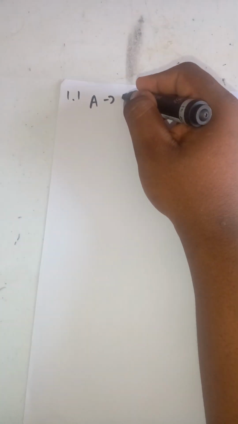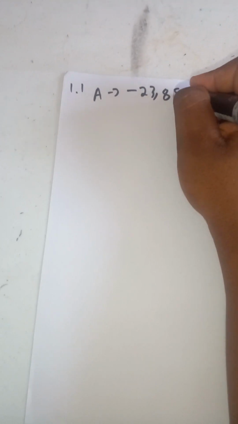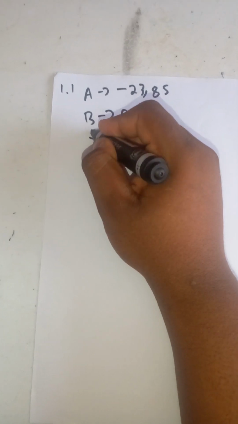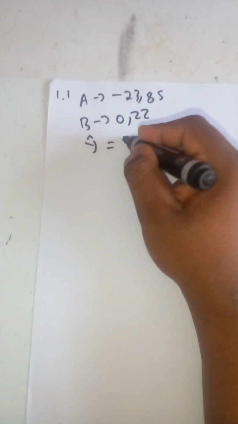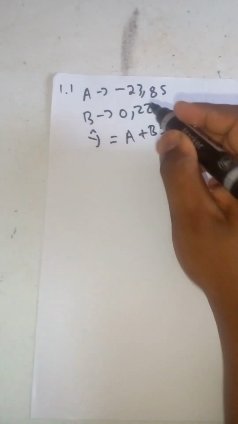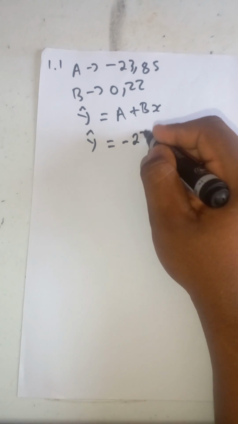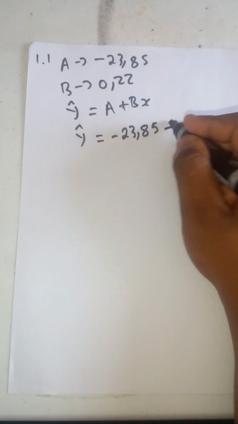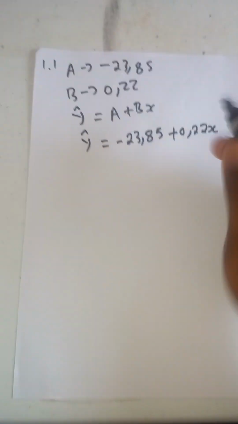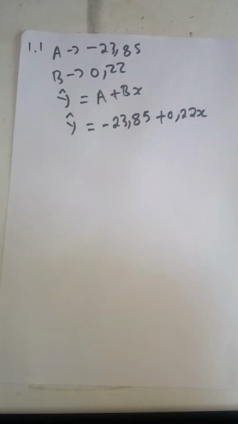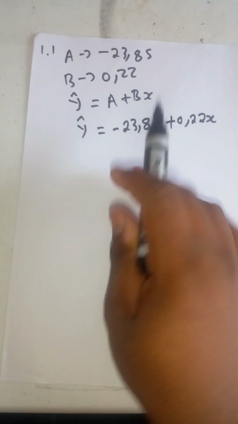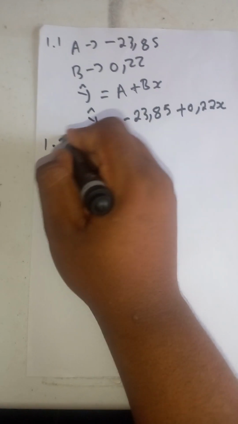This is 1.1. So I have my A as negative 23,85, right? My B is 0,22. So I'm going to write the equation: y equals A plus bx, right? And then after that, y equals negative 23,85 plus 0,22x. This is the same as the equation of the straight line in analytical geometry. As you can see, this one is a negative slope, but we are not there.